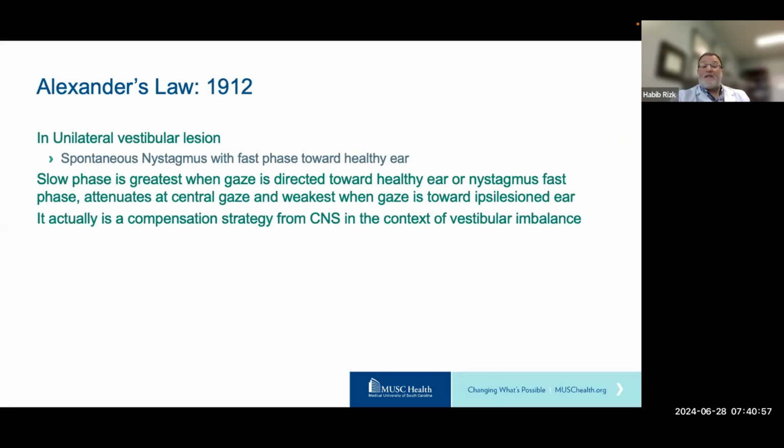In unilateral vestibular lesion, there's a spontaneous nystagmus with the fast phase toward the healthy ear that can even be stronger when you're looking toward the healthy ear, which is the way of the brain to make sense of that asymmetry. The brain is thinking you're moving toward that healthy ear and wants the eyes to move faster towards it.